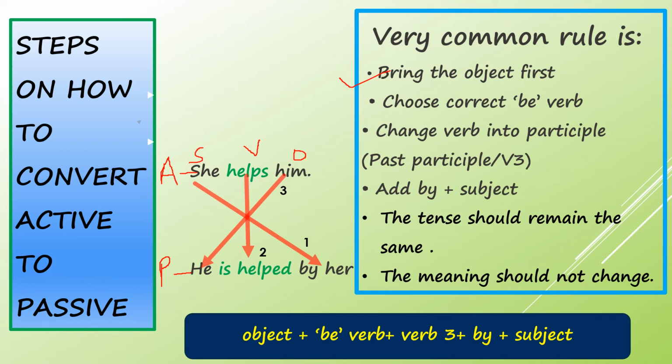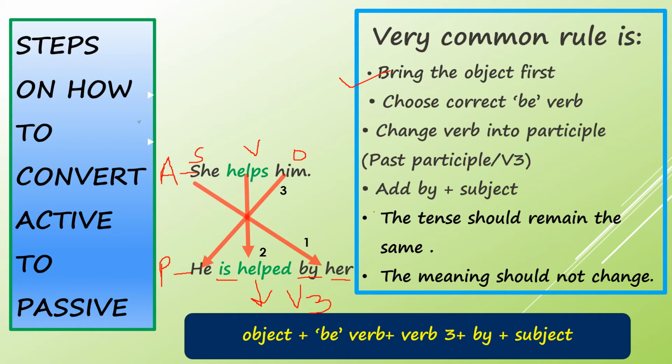Then we have to use the correct be form, right? Since the first sentence is in simple present tense, the helping verb should also be in simple present tense. Then for the action verb, we have to use the V3 form of the verb. So the V3 form of the verb help is helped, right? After which it is always important to use by plus the subject of the active sentence. These were the simple steps, very, very simple.